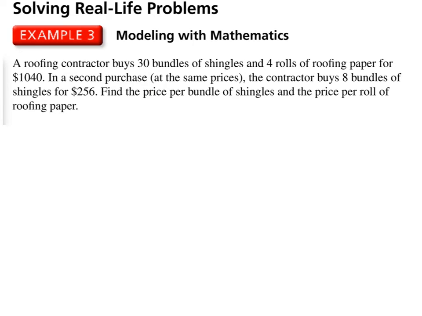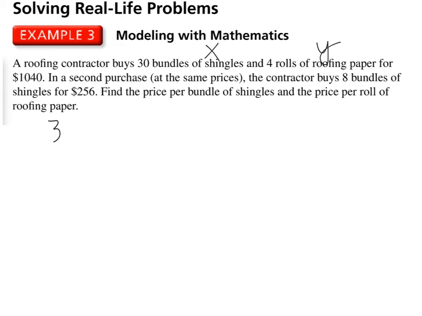So now we're going to solve a real-life problem. A roofing contractor buys 30 bundles of shingles and 4 rolls of roofing paper for $1,040. In the second purchase at the same prices, the contractor buys 8 bundles of shingles for $256. Find the price per bundle of shingles and the price per roll of roofing paper. Now you can use whatever letter you would like. I'm going to use x and y. I'm going to say x is shingles and y is roofing paper.